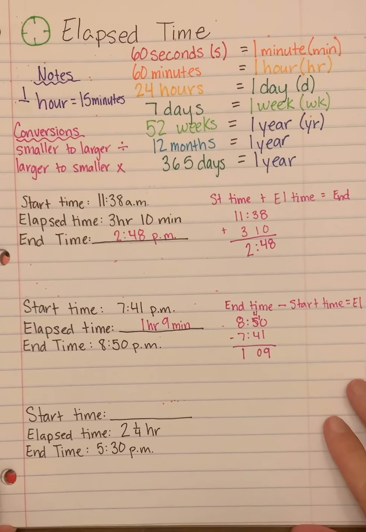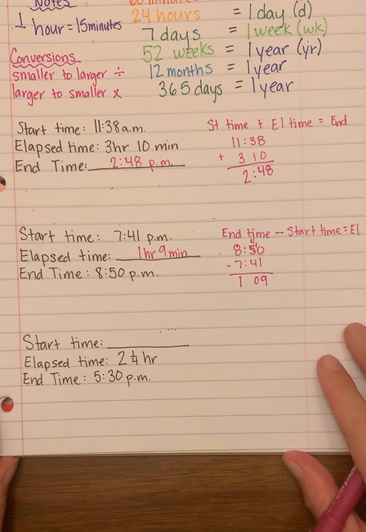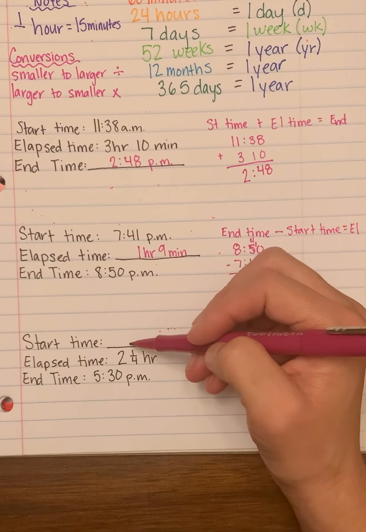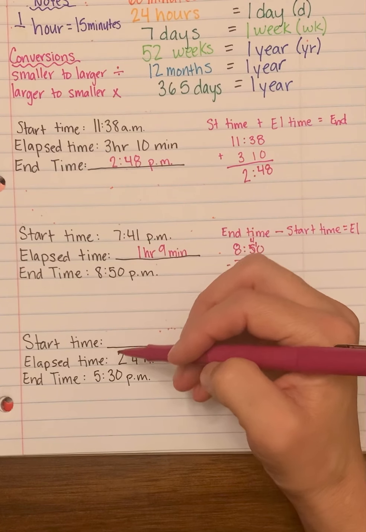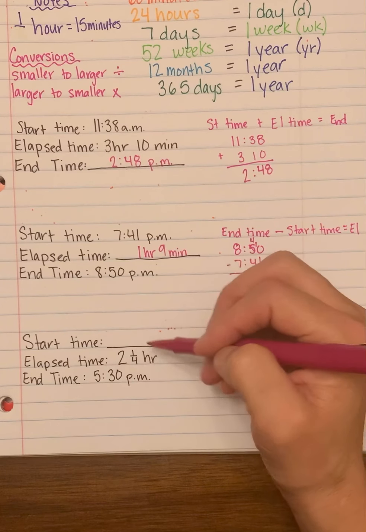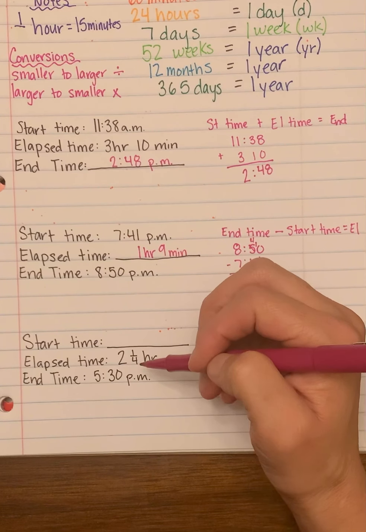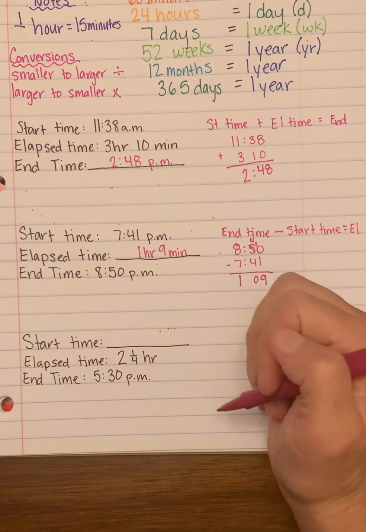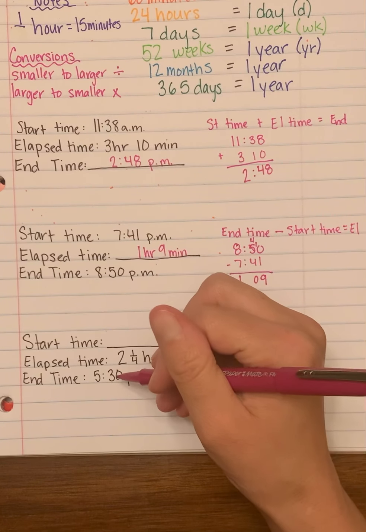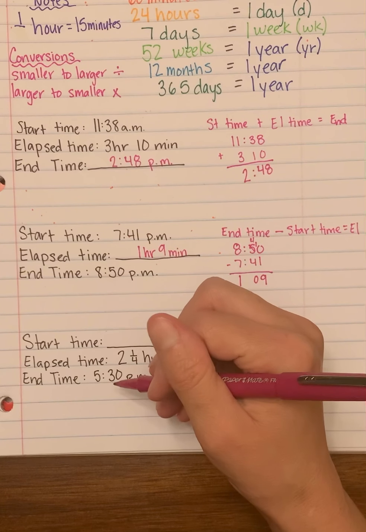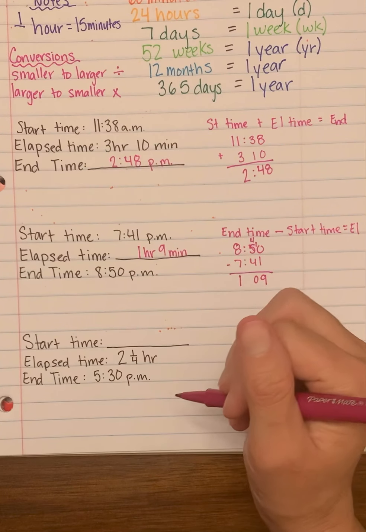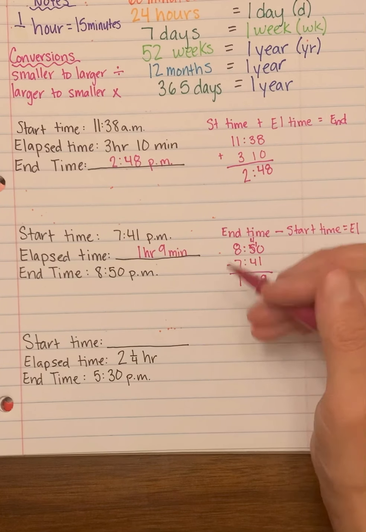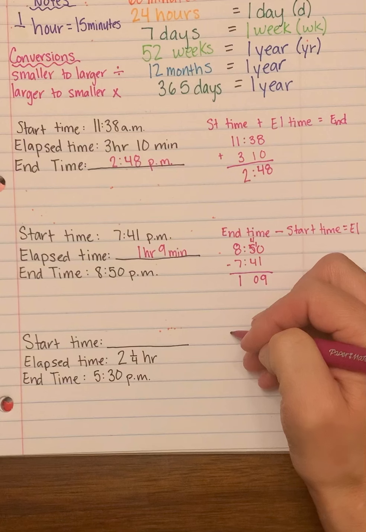So the last problem I'm looking at, I'm going to push my paper up just a little bit. My last problem I'm looking at, I don't know the start time. I know whatever I was doing, it was for 2 hours and 15 minutes, or 2 1/4 hour. And I know that it ended at 5:30. So what I'm going to do on this is I'm going to work backwards. I'm going to take 5:30.